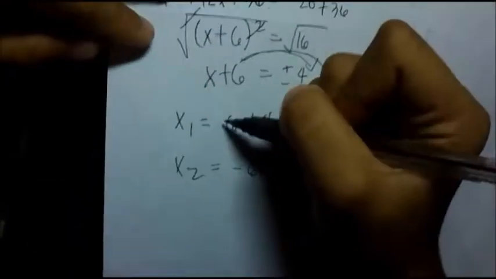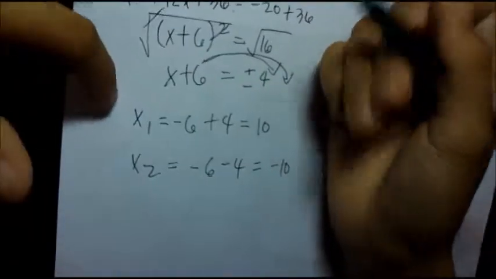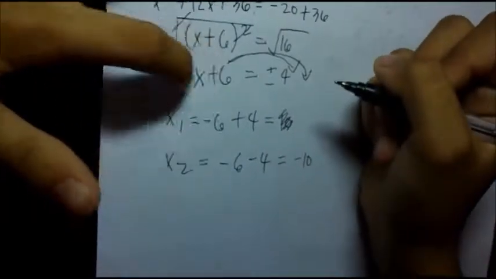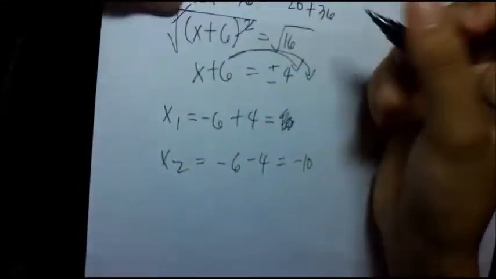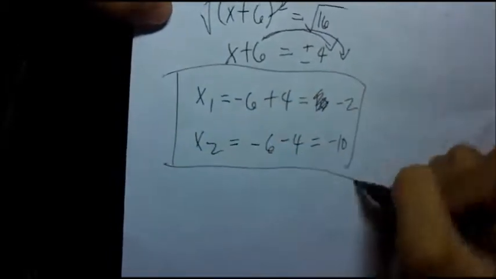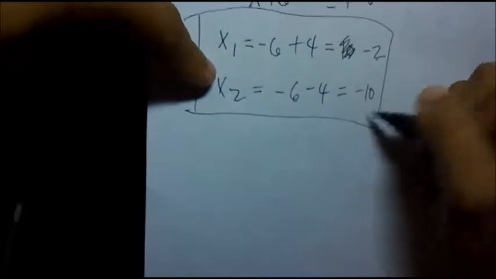A little correction, so it's negative. So negative 6 plus 4 is negative 2. So our x sub 1 is negative 2 and our x sub 2 is negative 10.